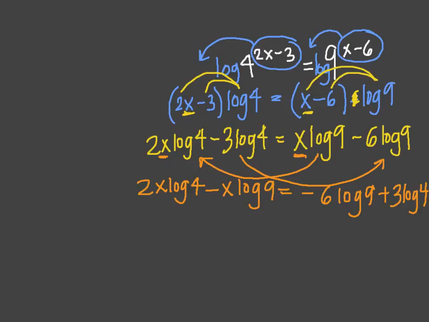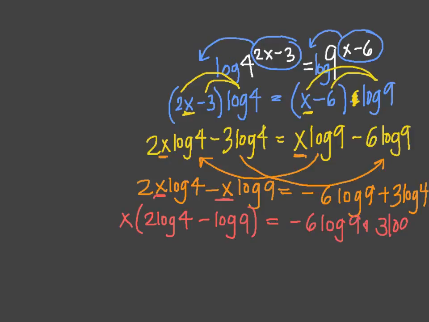Okay, so right now I've got my x's grouped together and my constants grouped together. And keep in mind, we're still trying to solve for x. So if I have x written twice and I just want to solve for x, I need to factor it out as a GCF. So if I pull out an x, that leaves me with 2 log of 4, keep in mind that's just a number, minus log of 9, also just a number, equals negative 6 log 9 plus 3 log 4.